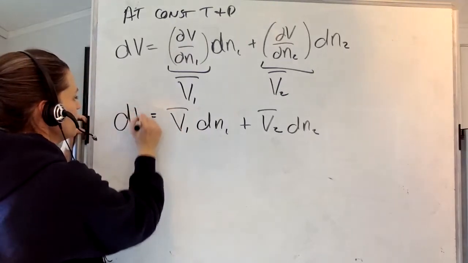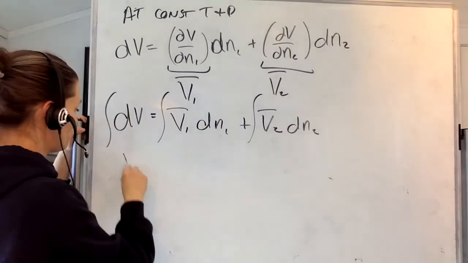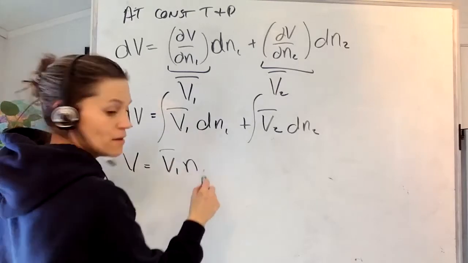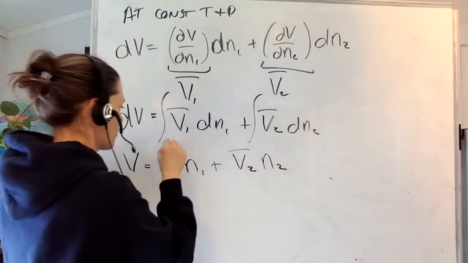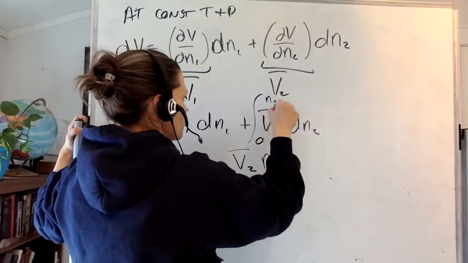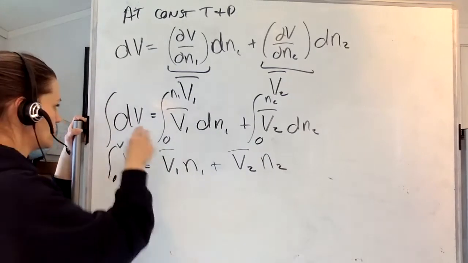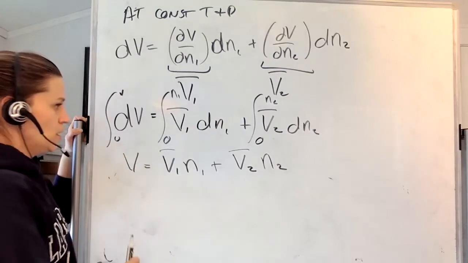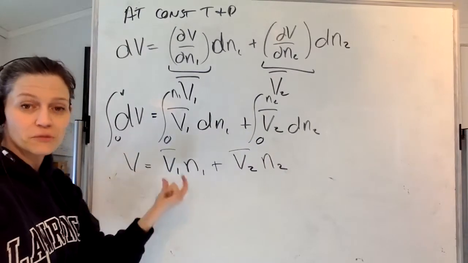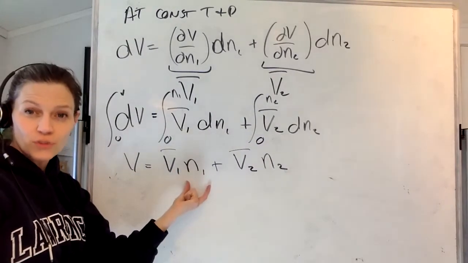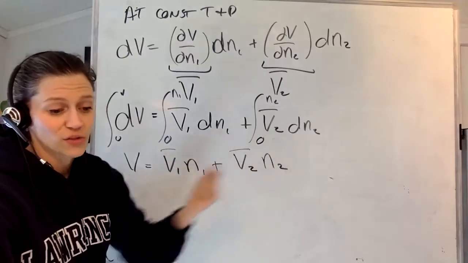Very different. dV, integrate. Then this tells you that we get V is equal to V1 bar N1 plus V2 bar N2, if you integrate from 0 to N1, 0 to N2, and 0 to V. Cool? Oops, 0 to V, not integrating this part. Okay, so this looks like a partial pressure. Awesome. So the total volume is equal to the partial molar volume times the number of moles of the first component, plus the partial molar volume of the second component times the number of moles of the second component that you have.